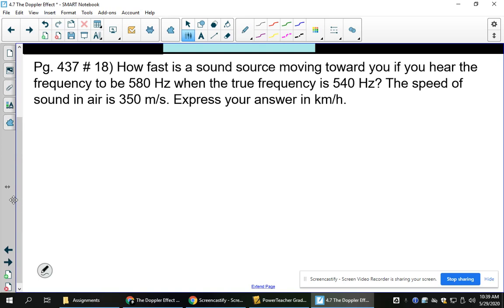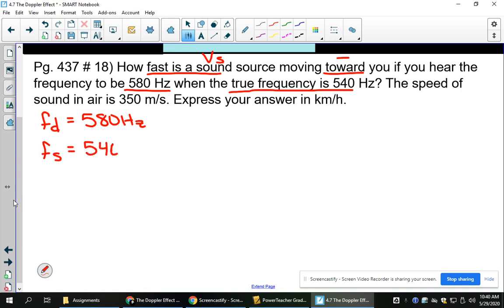So let's go through and underline a few important things. It's moving towards you. You just have to memorize that that means subtraction. We're looking for how fast the sound source is, so we're looking for the speed of the source. You hear the frequency to be 580, but the true frequency is 540. So let's write down what all of this is. The perceived frequency is what you hear. That's the 580. The frequency of the source, the actual frequency, is 540.